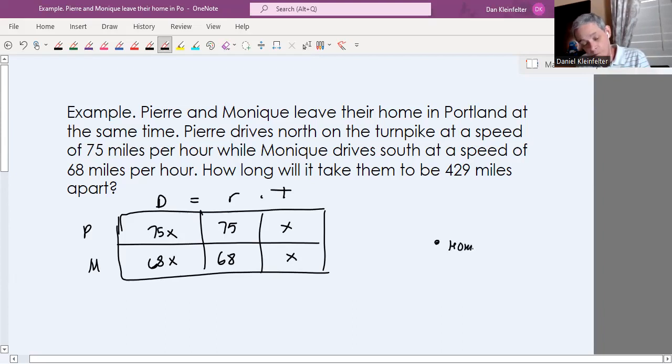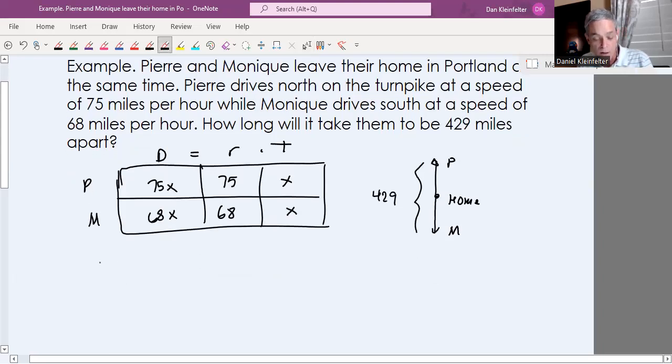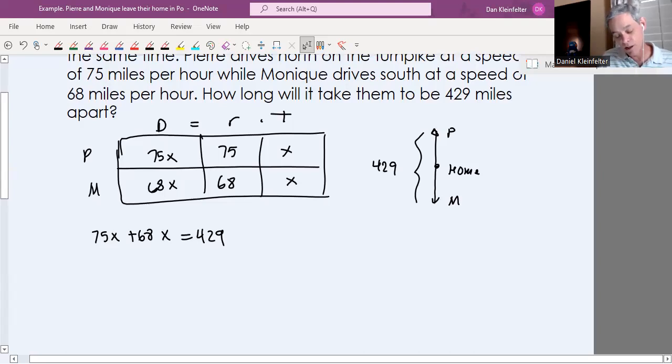So they leave home, and Pierre goes north, and Monique goes south. And we don't know how far exactly each one goes yet because we don't know x, but we do know that we want the total distance between the two to be 429 miles. Okay, so 75x plus 68x will equal 429. So this time the total distance traveled equaled 429 miles. So we want to combine like terms.